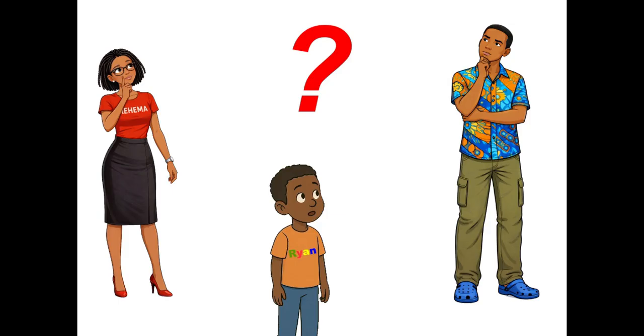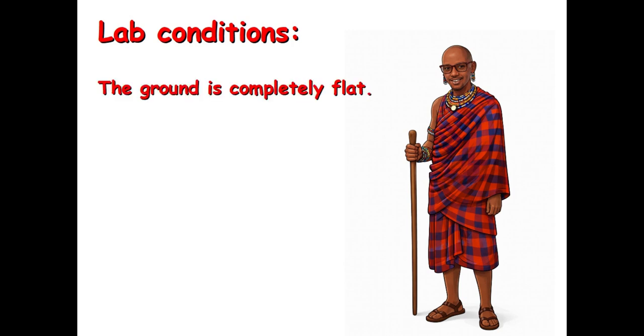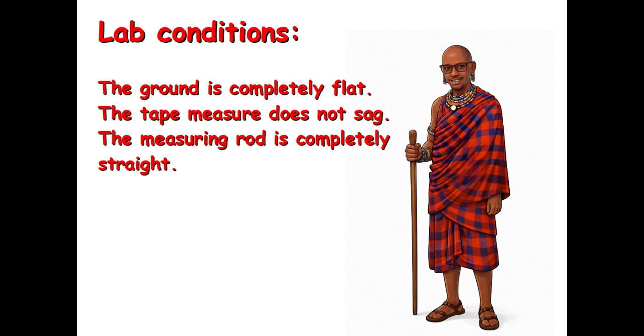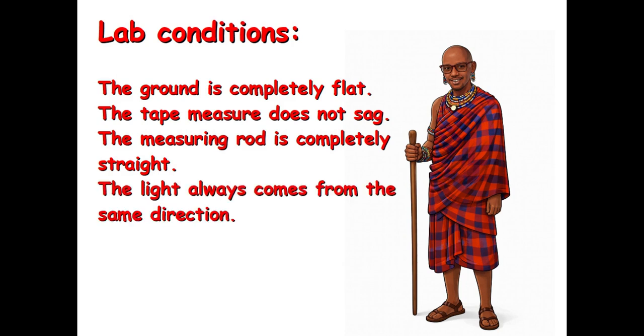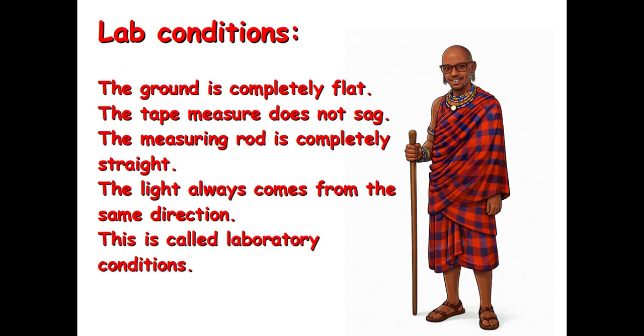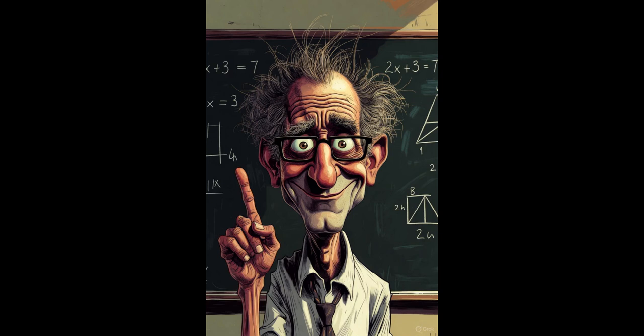Now comes an important question: why is a measurement sometimes not completely accurate? Is the maths perhaps wrong? No. The mathematics is correct. But in mathematics, everything is perfect. There, the ground is completely flat. The tape measure does not sag. The measuring rod is completely straight. The light always comes from the same direction. This is called laboratory conditions. In the laboratory, everything can be set up very precisely.